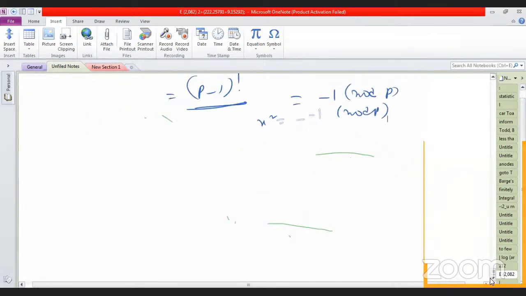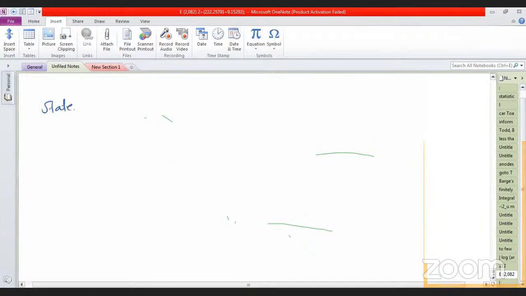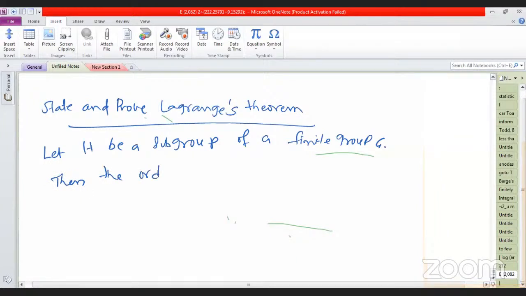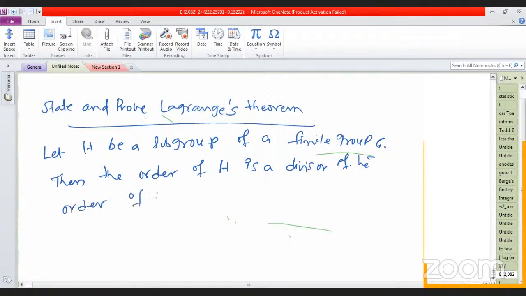So another theorem I will tell you. State and prove Lagrange's theorem. Let H be a subgroup of a finite group G. Then the order of H is a divisor of the order of the group G. So see here, let H be a subgroup of finite group G. Then the order of H divides the order of the group G. So we have the finite group.